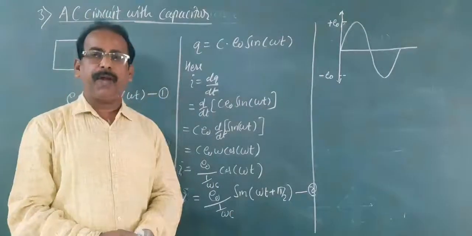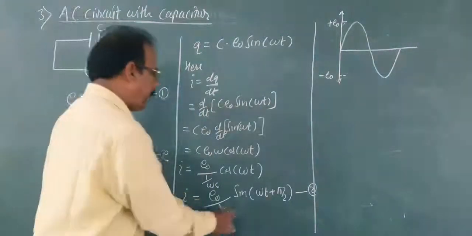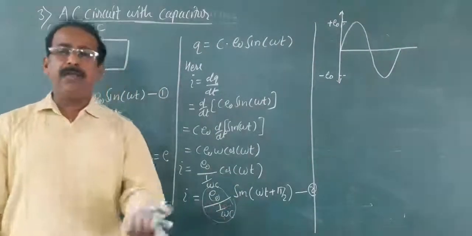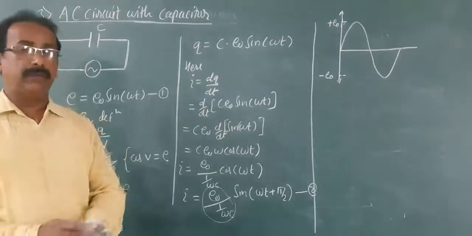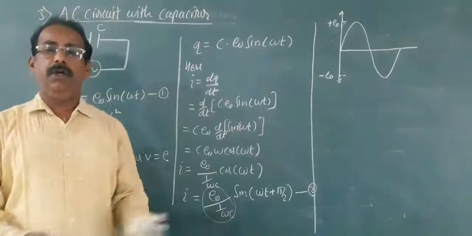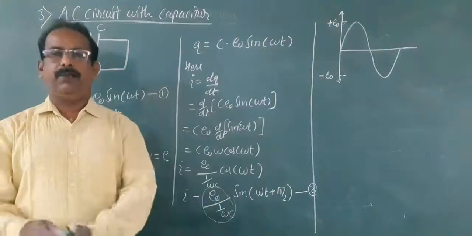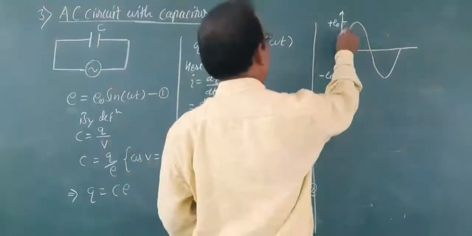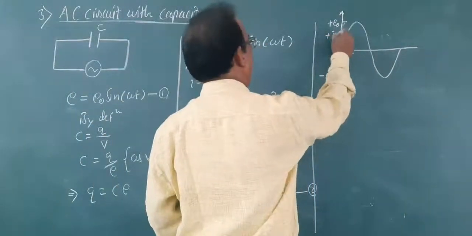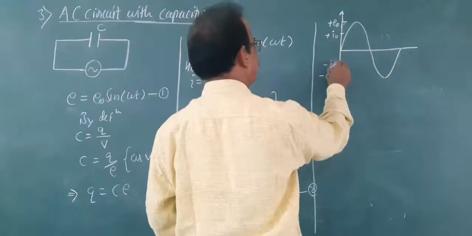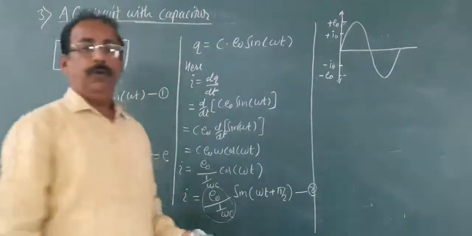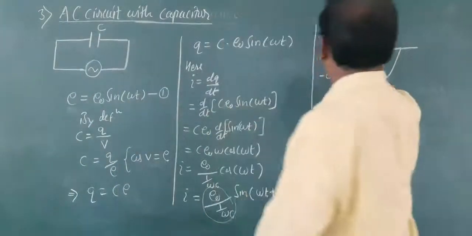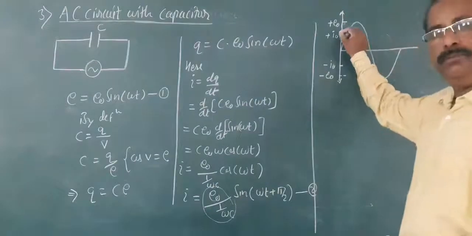Then how does current vary here? This is the maximum value of current. Take it as I0. The maximum value of current is I0, which is E0 upon 1 upon omega C. Current varies between plus I0 and minus I0. Current is ahead of EMF. It means that you have to start the graph for current from this position.